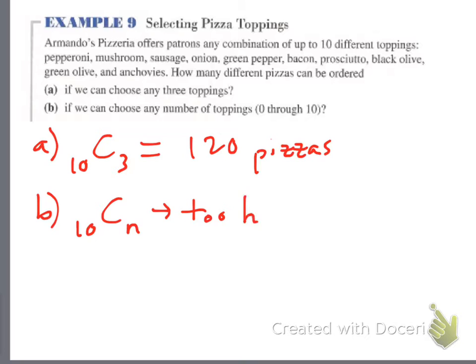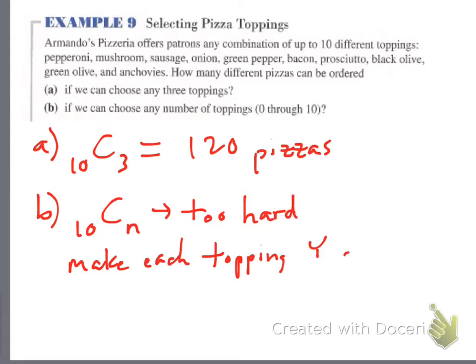That's too hard. Let's make this easy. Let's make each topping a yes or no decision. So in other words, for each topping, I'm going to ask yes or no. Okay, so think about it. How many options are there for pepperoni? Well, there's only 2. It's yes or no. Mushroom, yes or no. Sausage, yes or no, and so on. Well, that's 2 choices per topping.